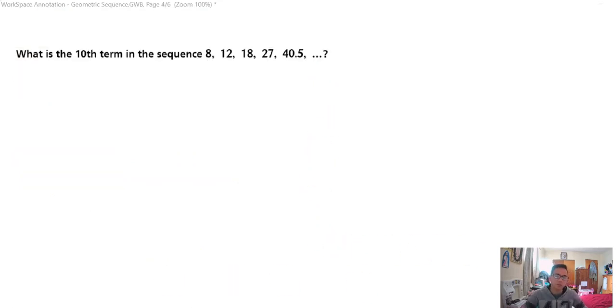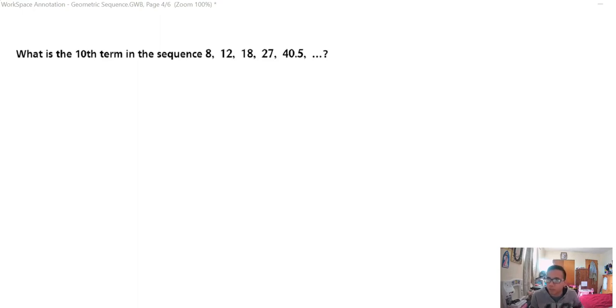Now in this example, we'll be using the explicit formula. But the question is, what is the difference between recursive formula and explicit formula? Your explicit formula directly calculates the term in the sequence that you want. Let's say I want to solve for the 10th term. It's the same example as the previous one for the recursive formula.